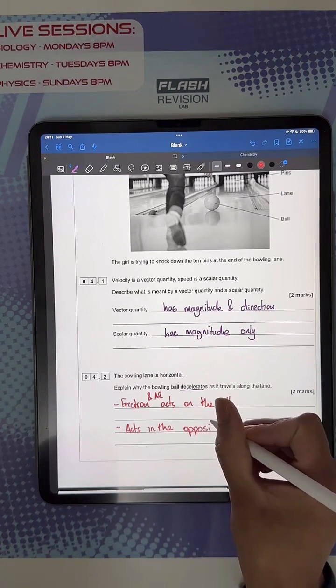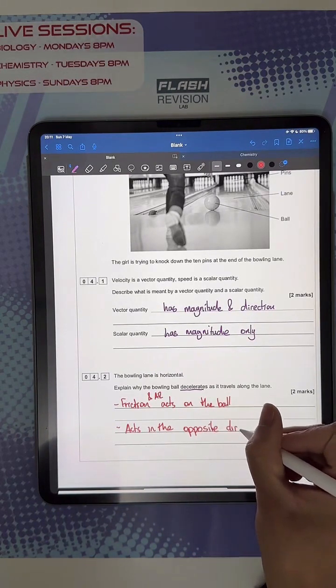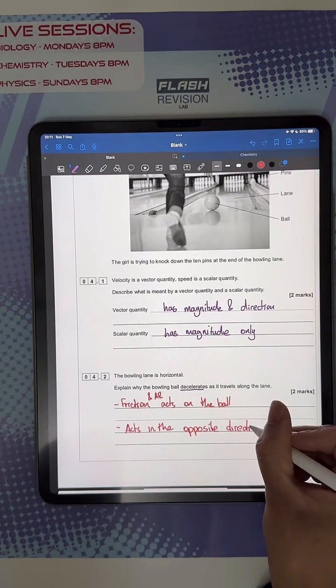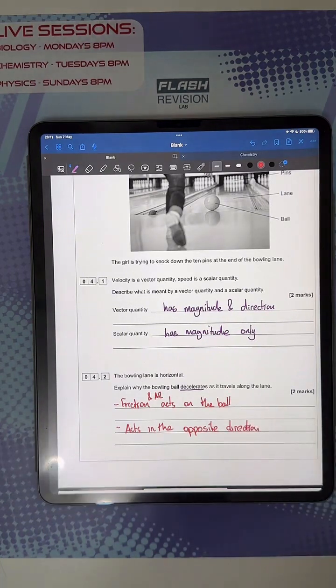Well done, guys. So because it's acting in an opposite direction, it's going to slow the ball down. It's going to give it a smaller resultant force.